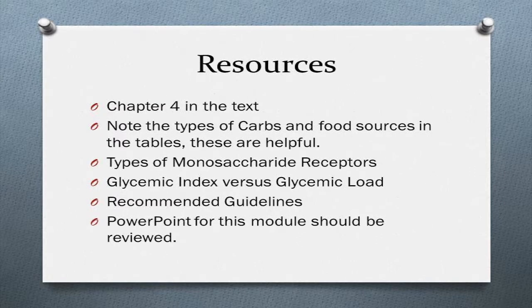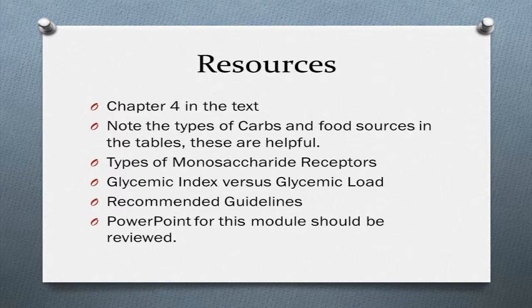The resources that will be beneficial to you include your text chapter 4. Note the types of carbohydrates and food sources in the tables. You'll find those very, very helpful. Your text also does a really good job of discussing different types of monosaccharide receptors in the villi, so be on the lookout for those.